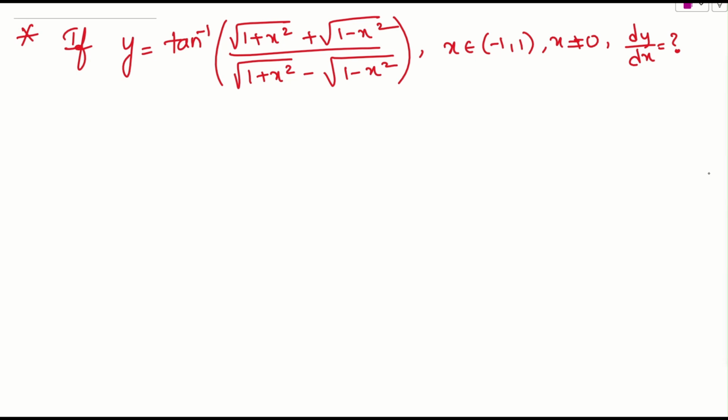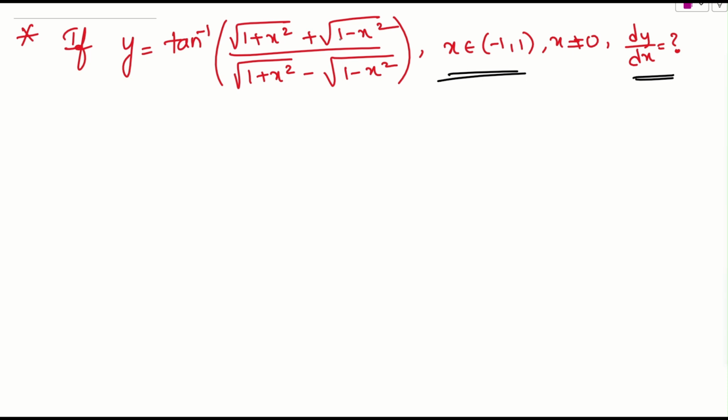See, what was the question given here? Y is equal to tan inverse of root of 1 plus x square plus root of 1 minus x square by root of 1 plus x square minus root of 1 minus x square, where x belongs to minus 1 to 1. Then we need to find, where x is not equal to 0, right? And we need to find dy by dx.